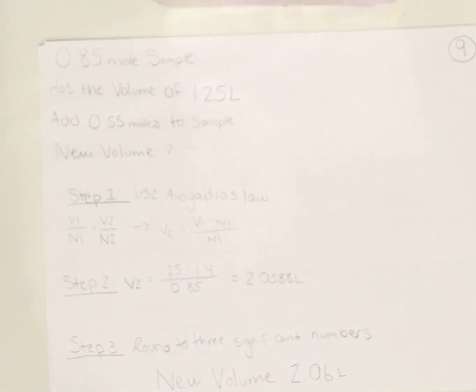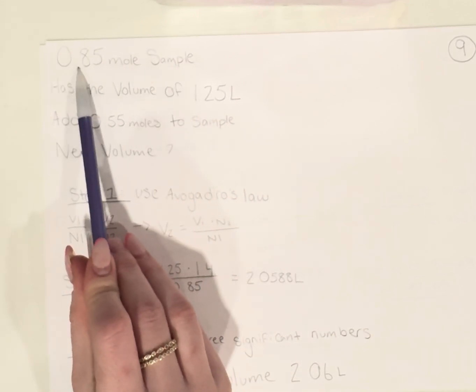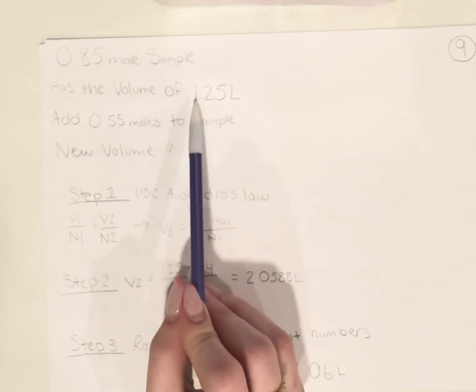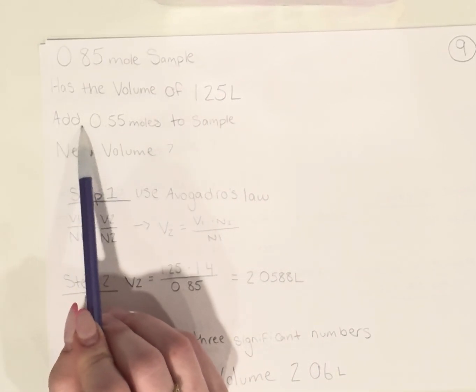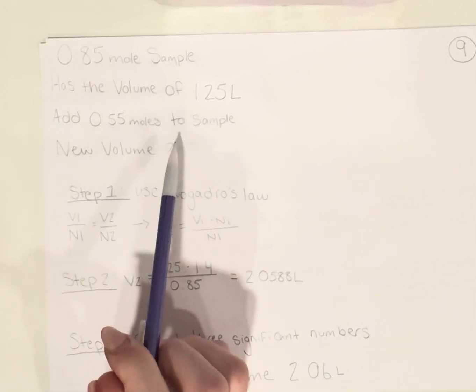Number 9. A 0.85 mole sample of a gas has a volume of 1.25 liters. If 0.55 moles of gas are added to the sample, we need to find the new volume. So we know the beginning sample is 0.85 moles, the volume is 1.25, and then we're adding 0.55 moles to the sample. Now we need to calculate this new volume.